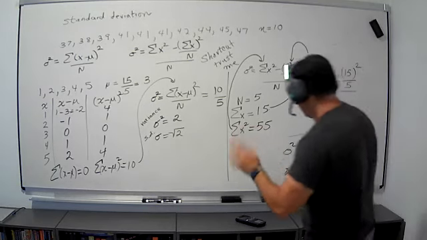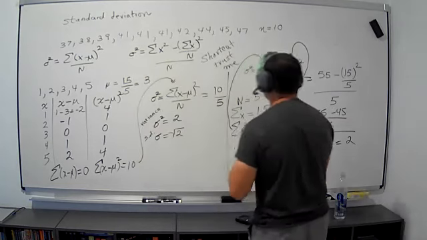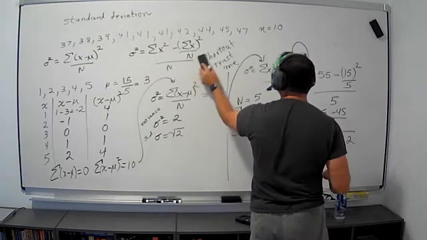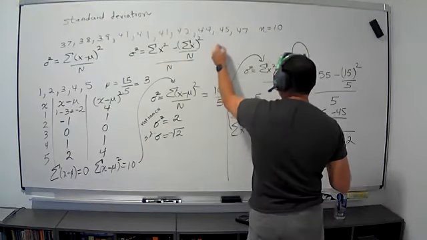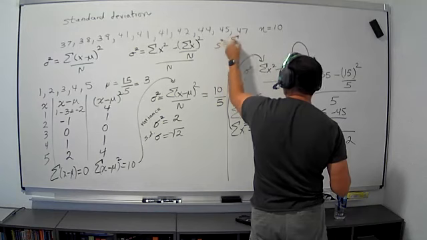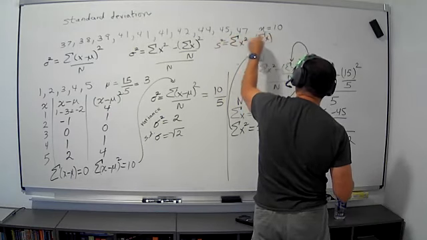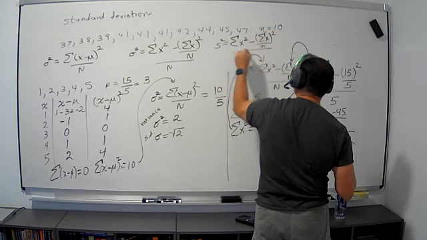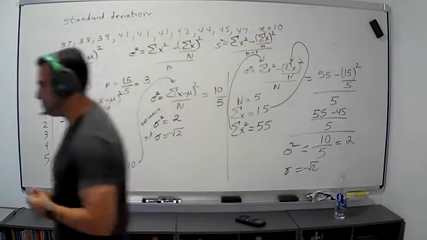Now, just a little thing I had to say. This is a shortcut for the population variance. For the shortcut for the sample variance, all that changes is just the bottom: n minus 1. This one stays n. Okay?